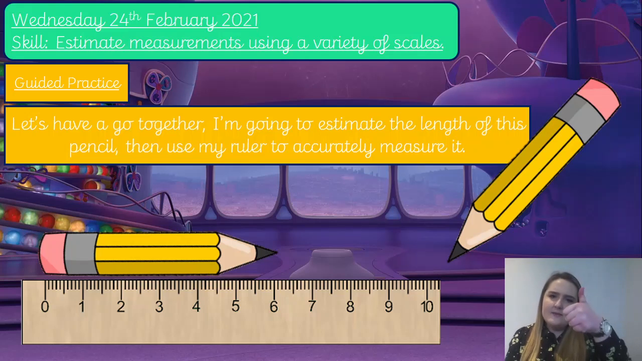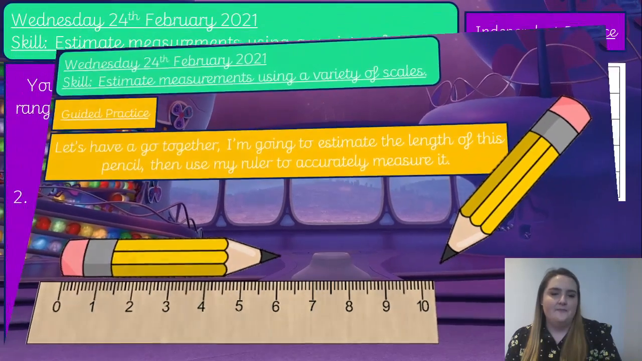Was that a sensible estimate, or do we think that was not a sensible estimate? What do you think? Put your thumbs up or down. Well done. If we thought it was 110 centimetres, we were well off, weren't we? That was not a sensible estimate.